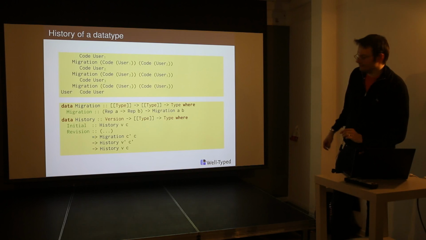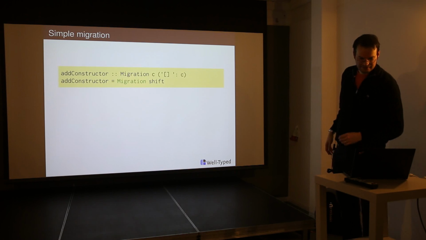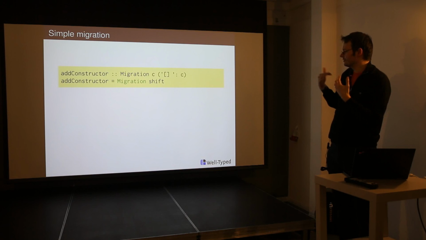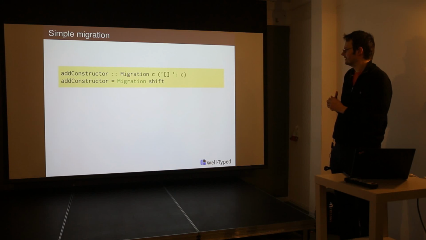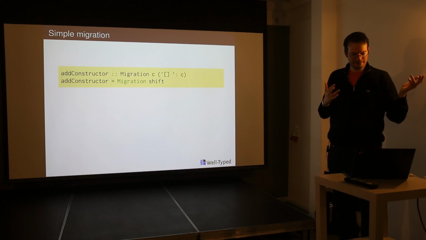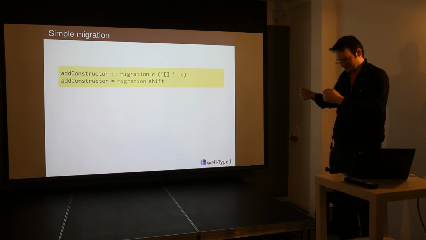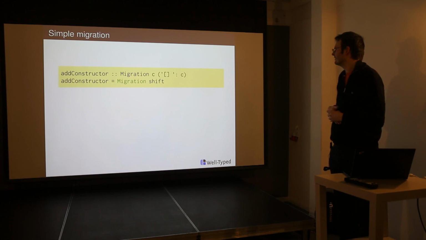So once you have this, you can define a simple migration very easily, like adding a new constructor to the beginning of the list, basically in front, that doesn't have any arguments, can be defined like this: migration shift, where shift is actually an easy to define function that just moves everything up, right? One layer.